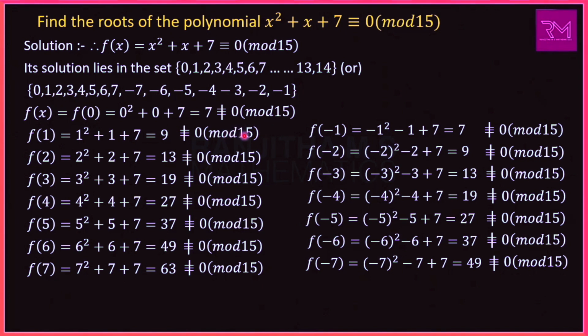We didn't get any root for the solution. Therefore, we can conclude that f of x, which is equal to x square plus x plus 7, which is congruent to 0 mod 15, has no solution. This is because for all the values of x we substituted, no congruency is satisfied. So we can conclude that the given polynomial has no solution. So this completes the problem.